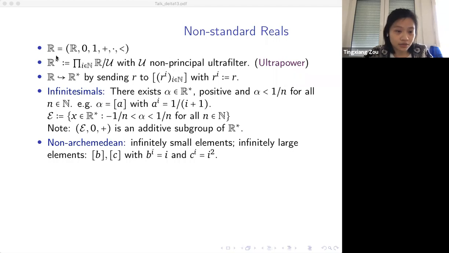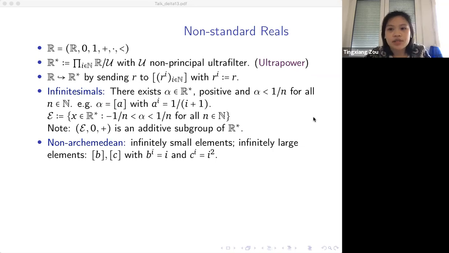So you have the reals, an ordered field. And then you take a non-principal ultrafilter U, and then you take the ultrapower of R. And then this R star is a non-standard real. So the reals embed into R star by sending an element to the constant function that in each i component sends r_i to r.